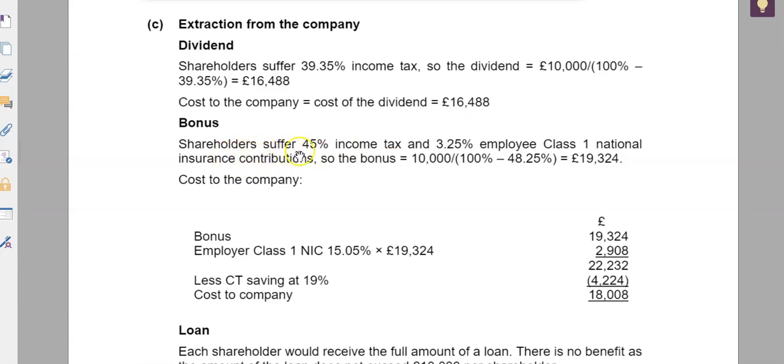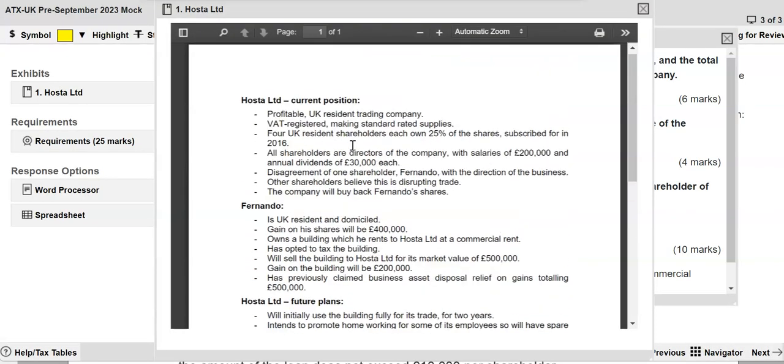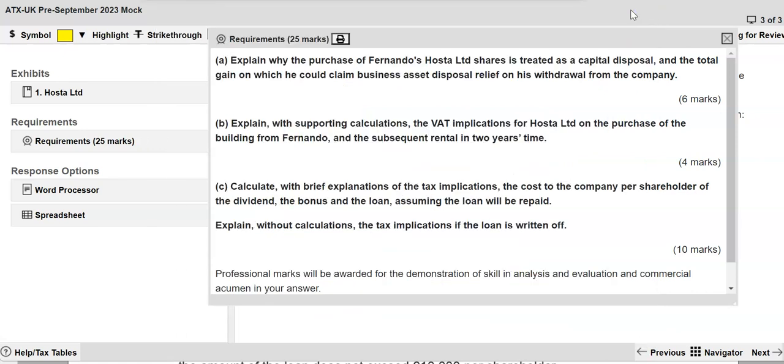The shareholder suffers 45% income tax. And why is that so? Because how much was the tax? His income was, all shareholders were directors with salaries of 200,000. So all were additional rate taxpayers and all were having dividends of 30,000. So the dividend allowance was also used. You also mentioned that as well.